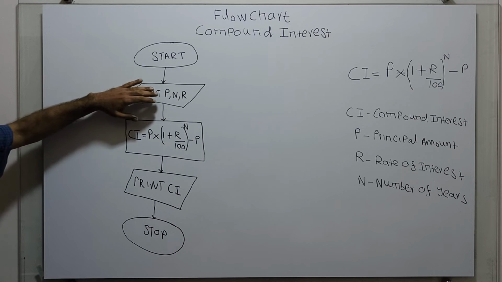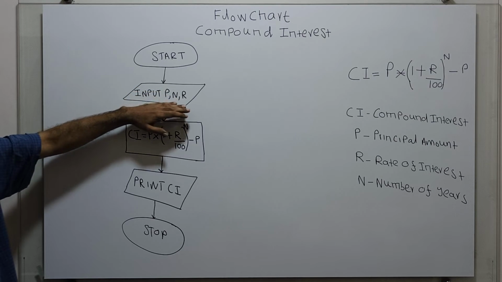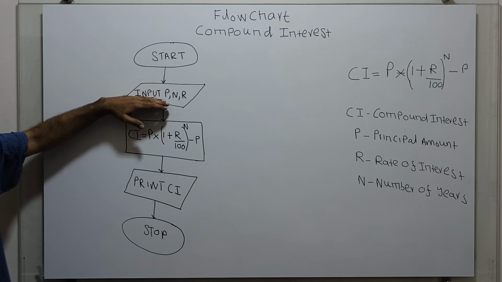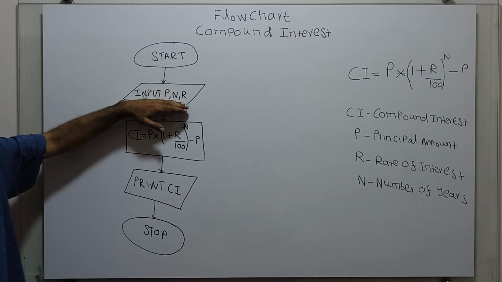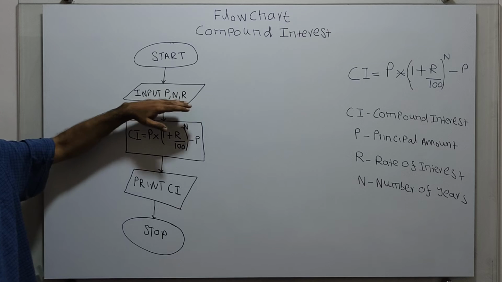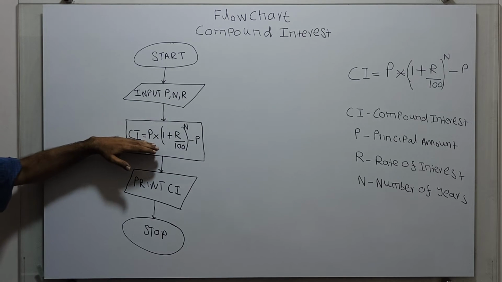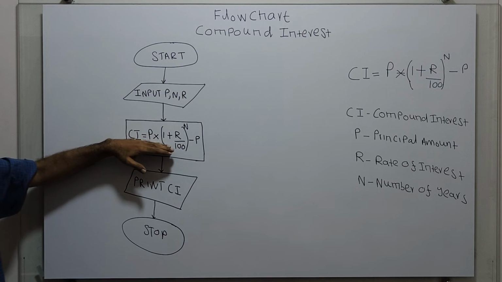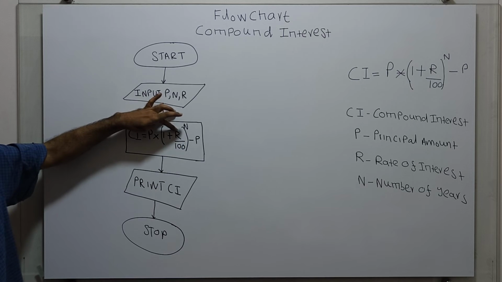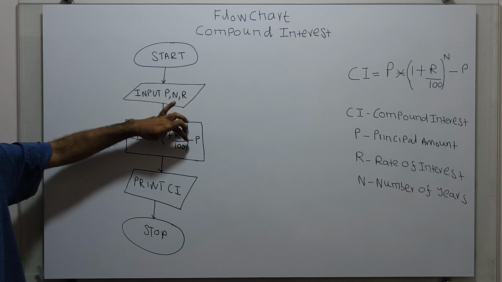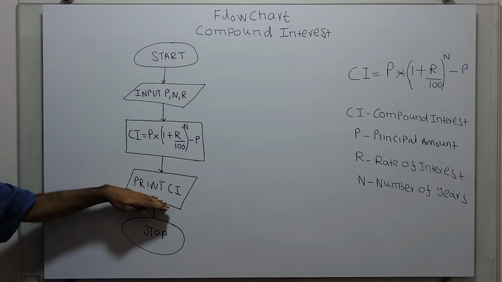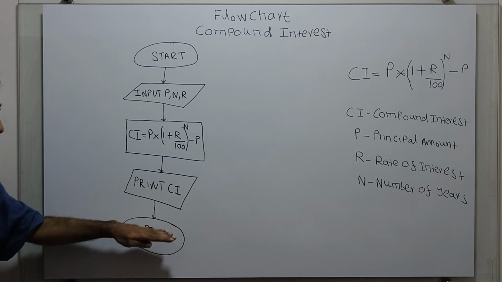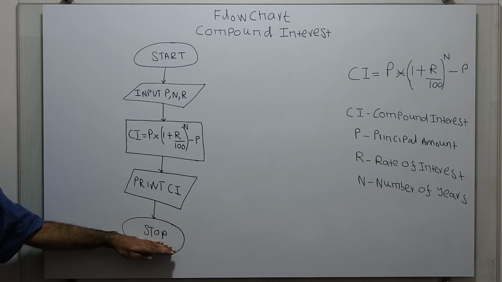I am obtaining P, N, R from the user. Input is a statement used to obtain the input from the user. P for the principal amount, N for number of years, R for rate of interest. Next, I am calculating compound interest is equal to principal amount multiplied with 1 plus rate of interest divided by 100 whole power number of years minus principal amount. Next step, I am printing the result. Print CI, compound interest. This is the logical stop of the flowchart.